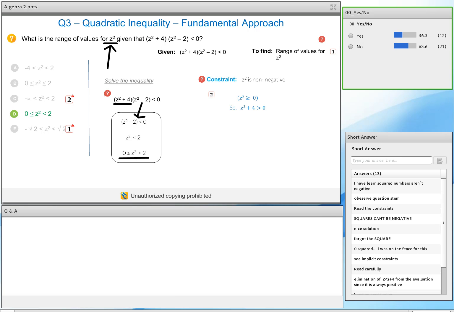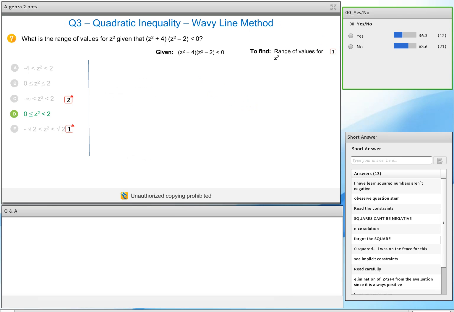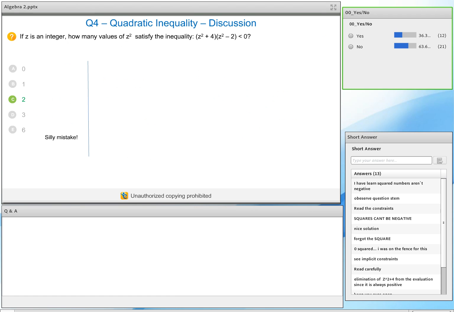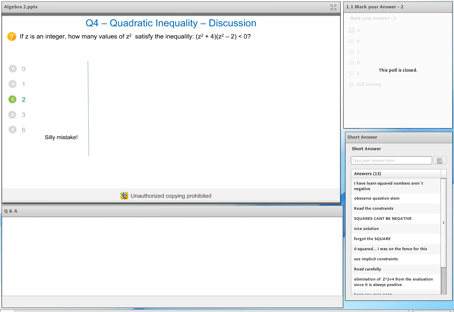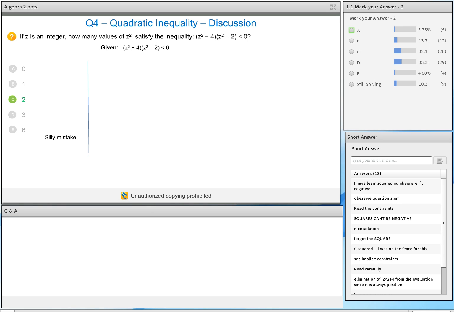Okay, all right. Let's now move on to question number 4 here. If z is an integer, and let me bring about the poll for question number 4. The correct answer here is choice C, which about 32% of the class selected. Okay, so let's see where you faltered here.